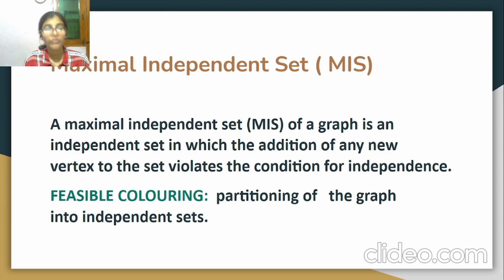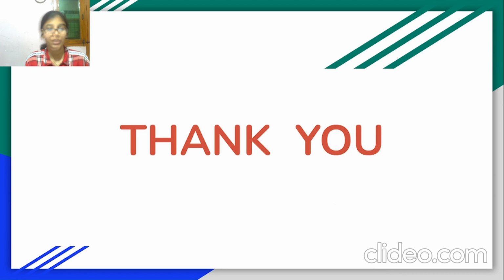So we find the independent set, and the maximal independent set is the one in which the addition of any new vertex to the set violates the condition for independence. We have the feasible coloring solution at the end of finding the independent set, in which our objective of satisfying all the constraints is met by applying the heuristic solution. Thank you. That's all from my side.